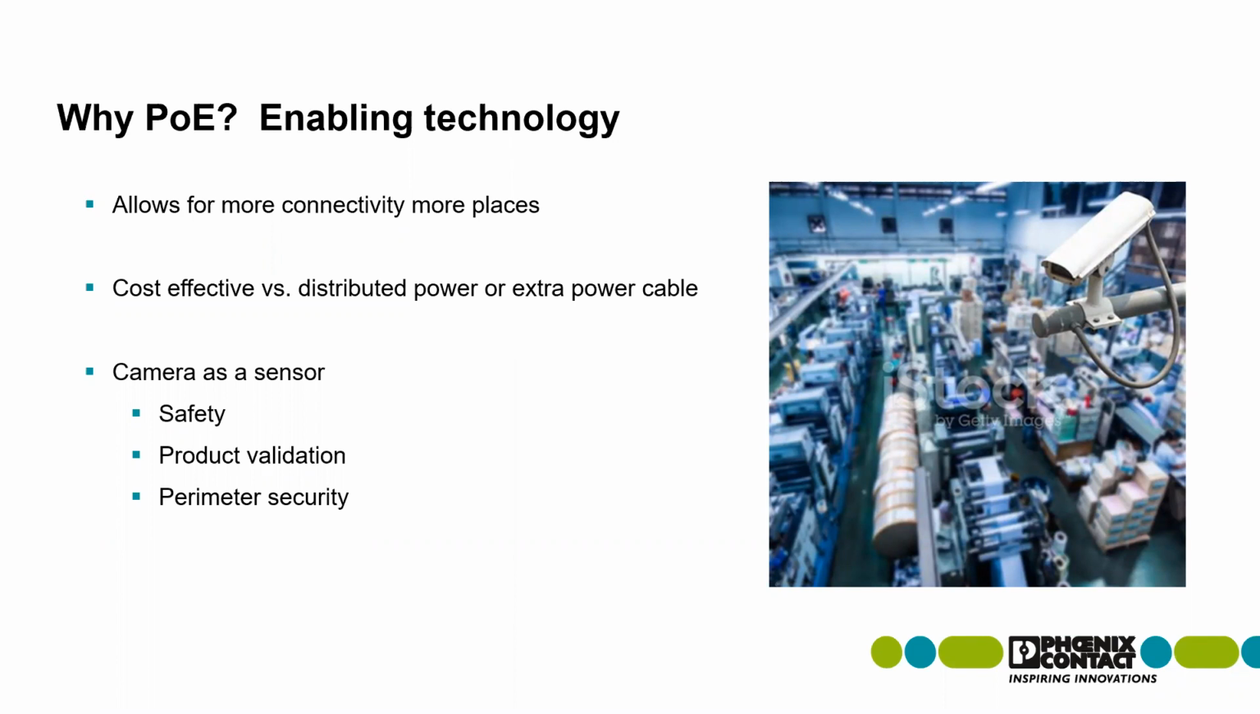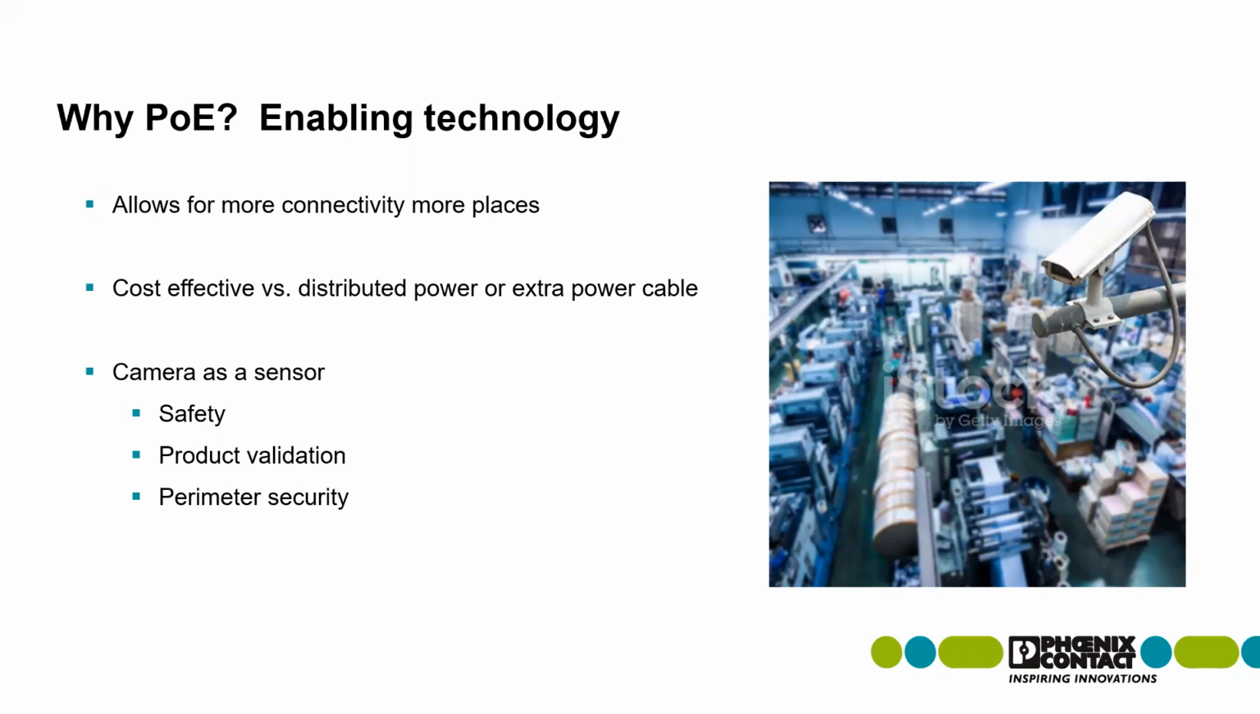And then the last big thing that PoE is enabling from an IIoT standpoint is camera as a sensor. If you haven't heard that term, it's one that I think is starting to become a little bit buzzier. Three primary use cases. One is safety. A camera is able to detect when an area that shouldn't be breached gets breached, whether it's redundancy for a light curtain or going to places that traditional safety devices don't have a real good way of covering. It's perfect.